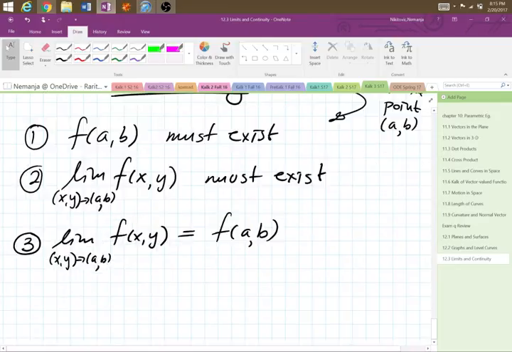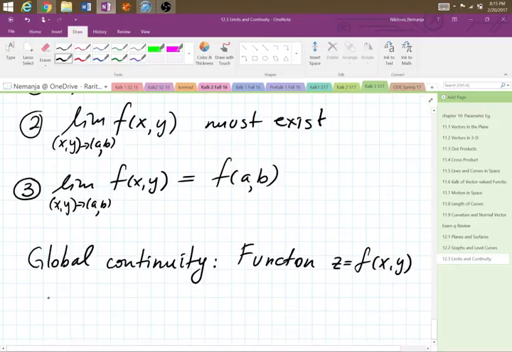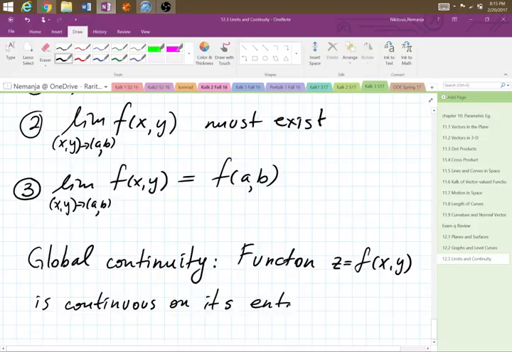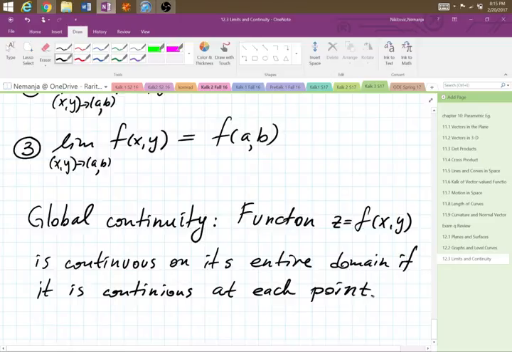Global continuity. Function z equals f of x, y is continuous on its domain, entire domain, if it is continuous at each point in that domain. So that's the global continuity.